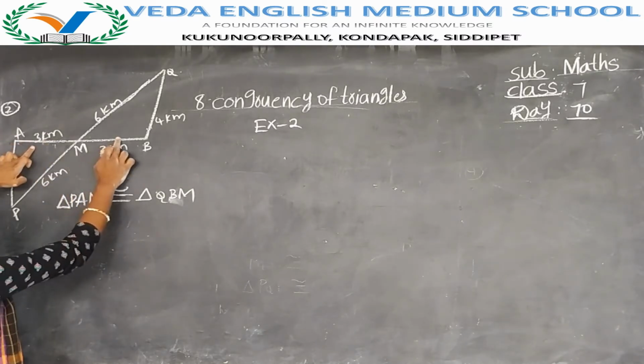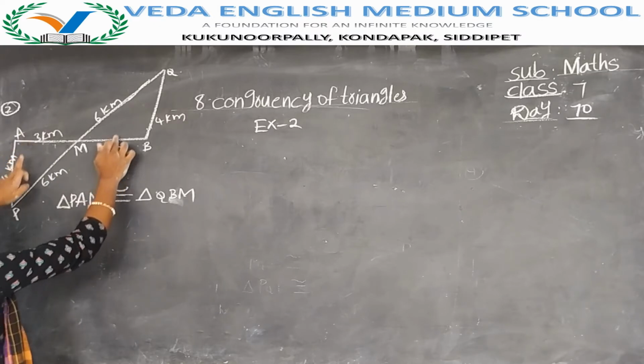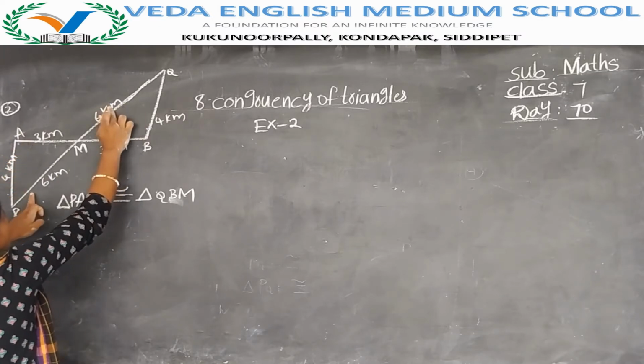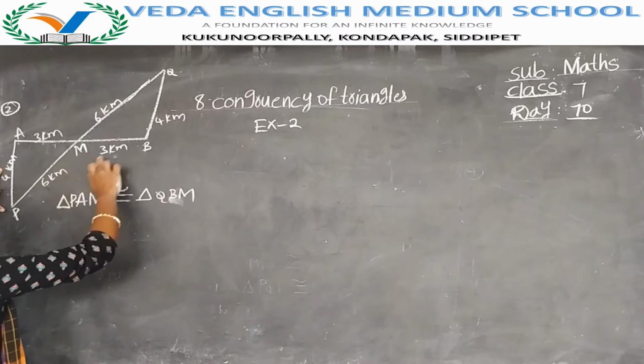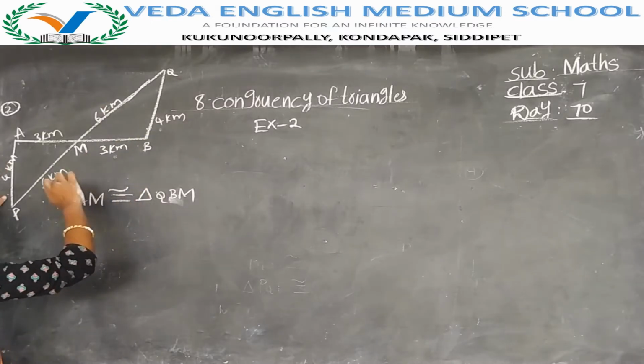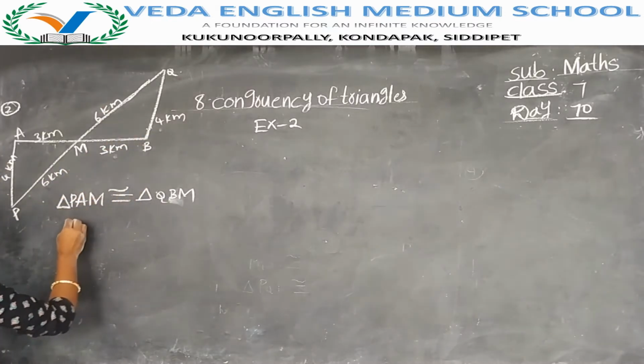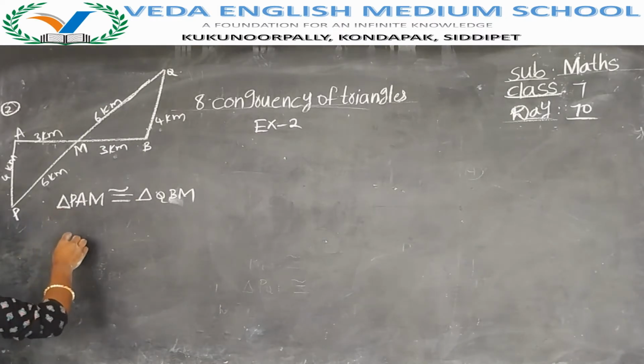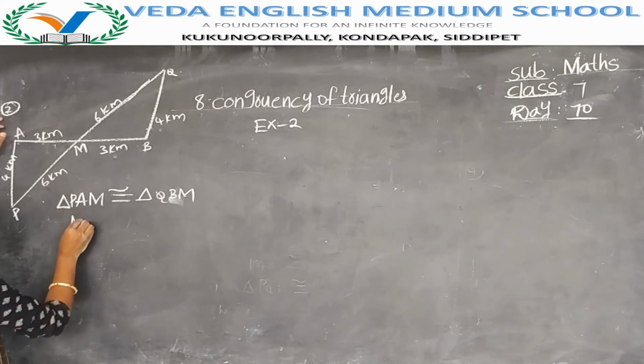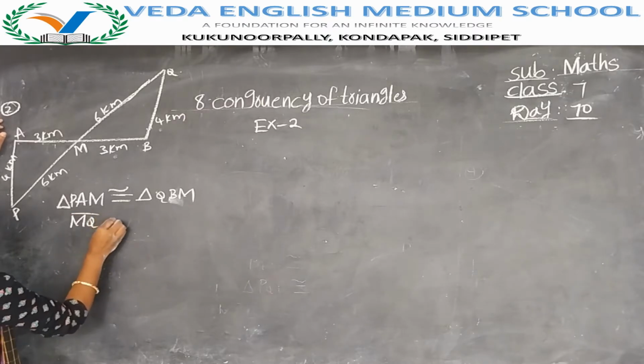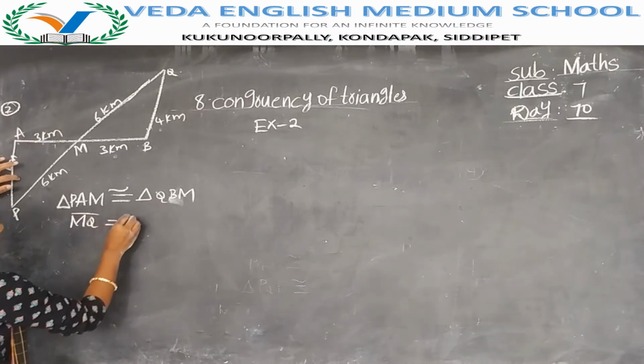Now these two line segments are equal. If it is 3, it is also 3. These two line segments are equal. If it is 6, it is also 6. These two line segments are equal. If AP is equal to 4 cm, then QB is also equal to 4 cm. Then you have to say that line segment MQ is equal to line segment MP.